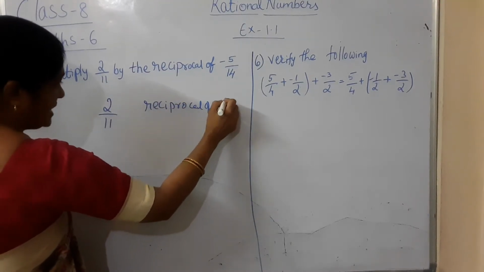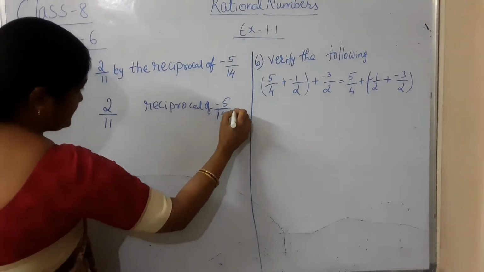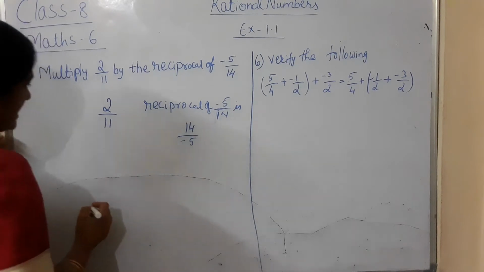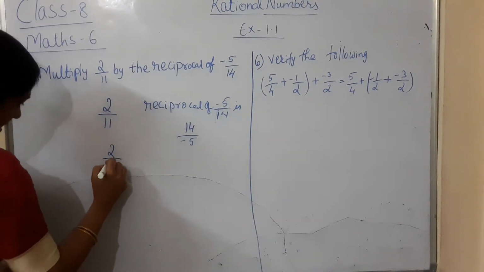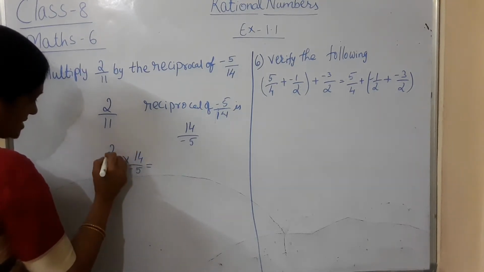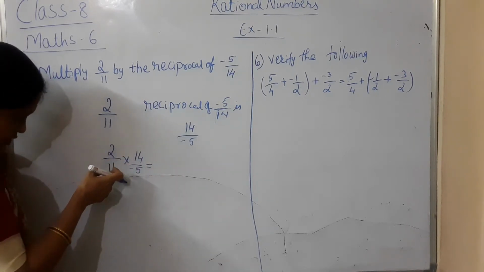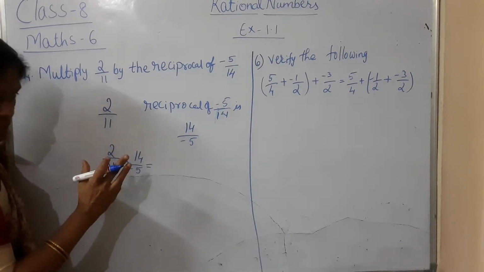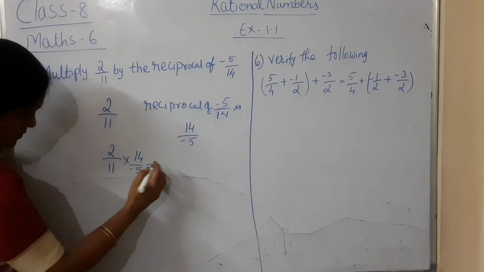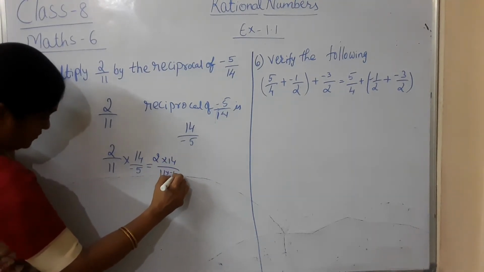Reciprocal of minus 5 by 14 is 14 by minus 5. Now you have to multiply these two. 2 by 11 into 14 by minus 5. So what do you get? Numerator, numerator, denominator, denominator, right? Is there any chance to cancel numerator, denominator, numerator and denominator? No possibility. So what do you have to do? You have to take a product of the numerators and denominators. So 2 into 14 by 11 into minus 5.